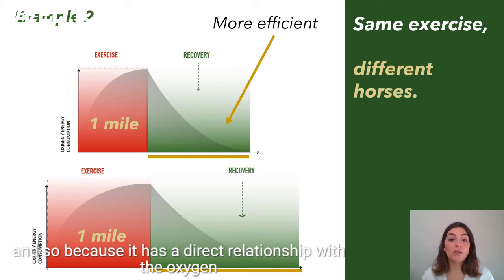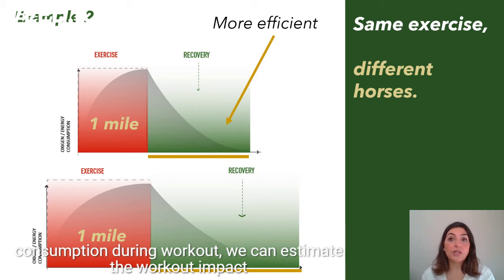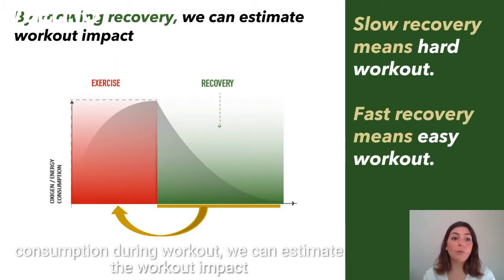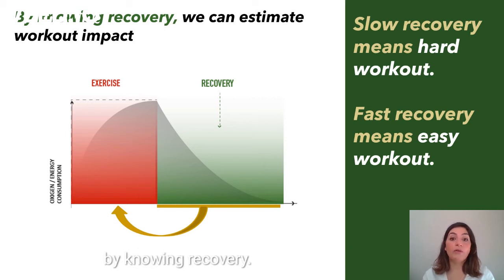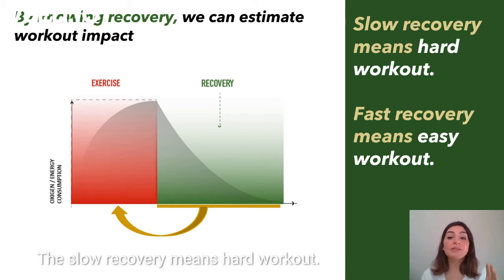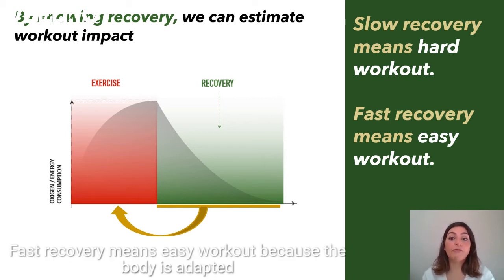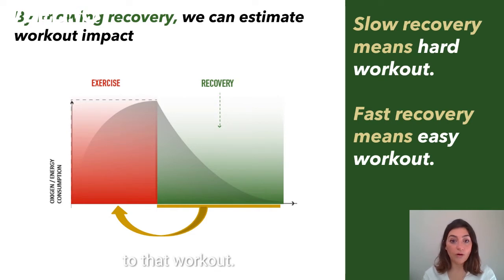And so because it has a direct relationship with the oxygen consumption during the workout, we can estimate the workout impact by knowing recovery. Slow recovery means hard workout. Fast recovery means easy workout because the body is adapted to that workout.